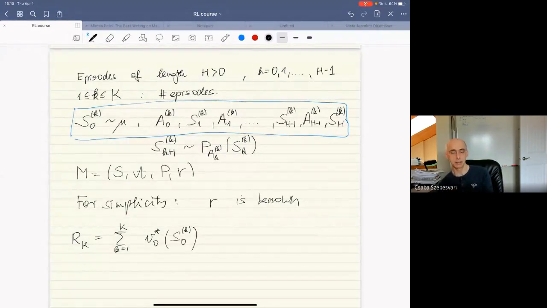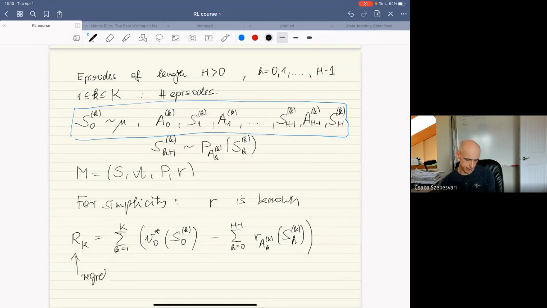This is the maximum value that the learner could have gotten if they followed an optimal policy, but maybe they didn't. And so they got some rewards. And this is how much reward they got. Okay. So this is the regret. And this is what the learner needs to control. All right, does this make sense?